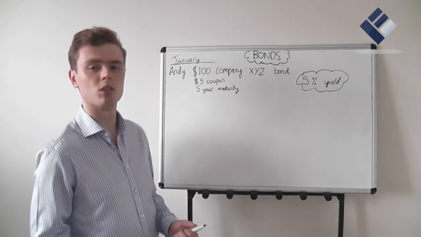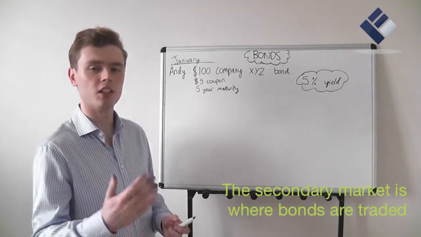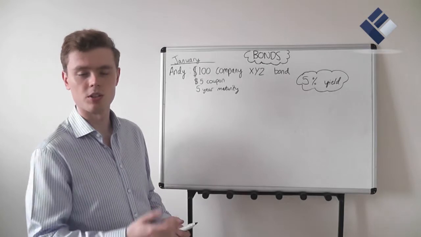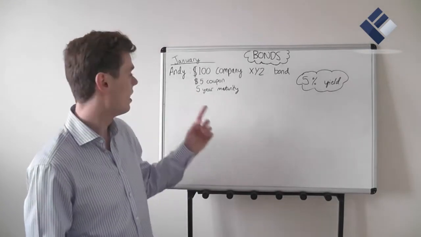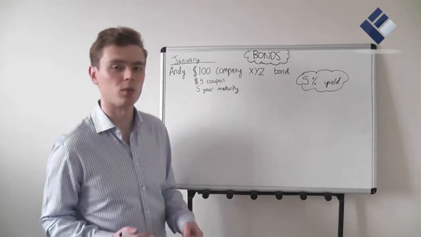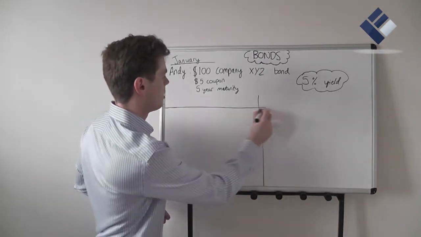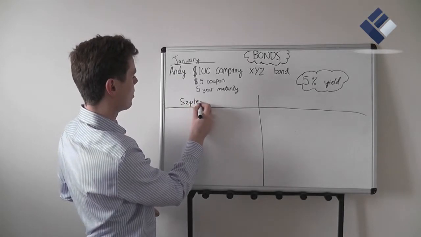And he does this in what's known as the secondary market. The primary market is where bonds are issued from companies to investors. It can also be governments to investors. And in this case, the secondary market is where Andy is trying to sell his bond to someone else. Secondary market is where bonds are traded. So what we'll do is we'll look at two possible scenarios in September and see how they affect Andy when he's trying to sell his bond.